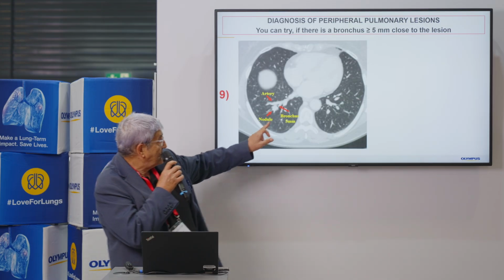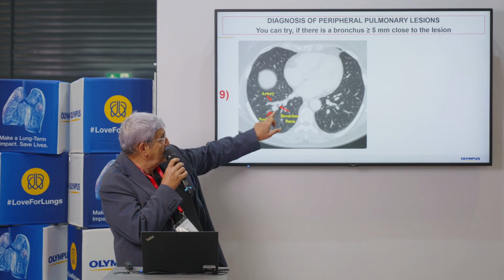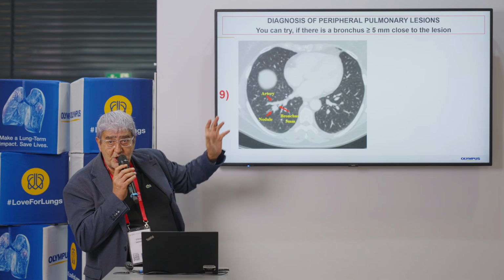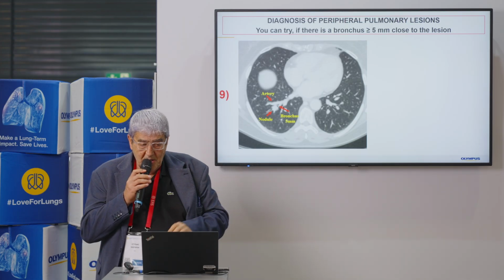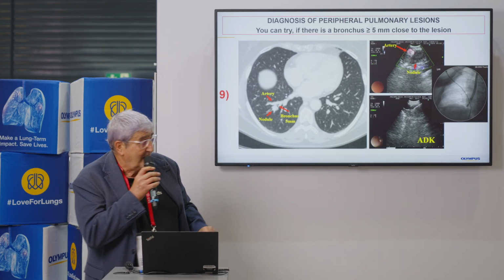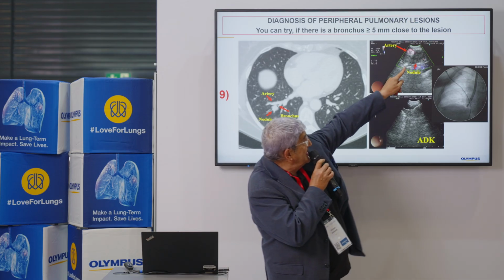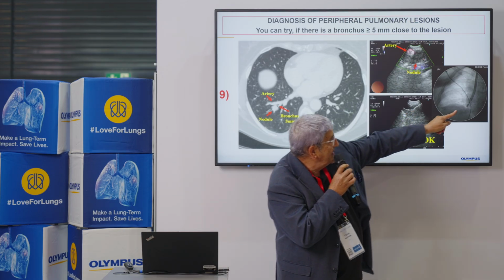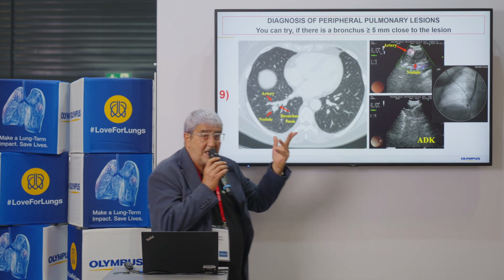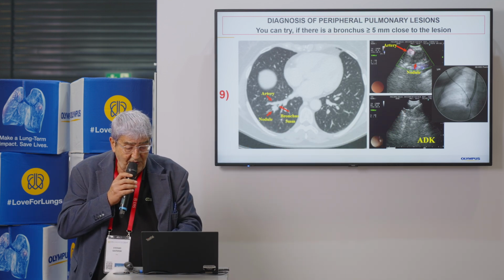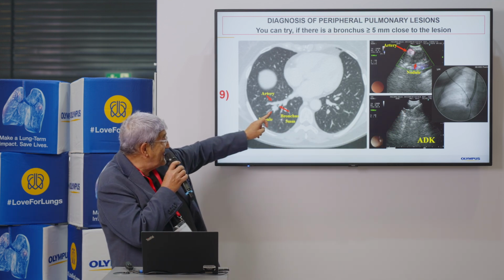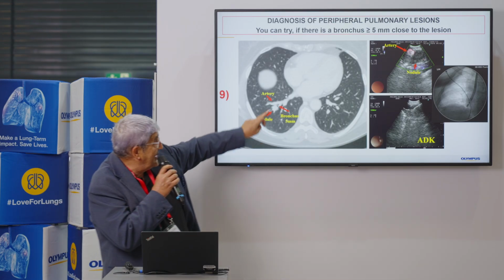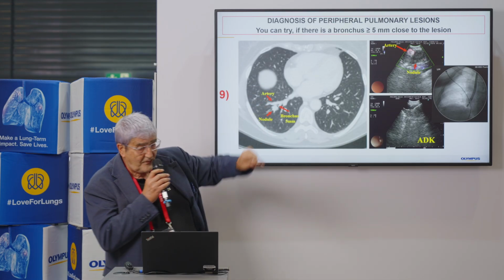Again, this is another small nodule. There is a large pulmonary artery branch, very close. This is the nodule, this is the artery. You can take a sample very easily and safely. Here is again a 1 centimeter nodule in the right lower lobe, very peripheral. Here is the diaphragm.